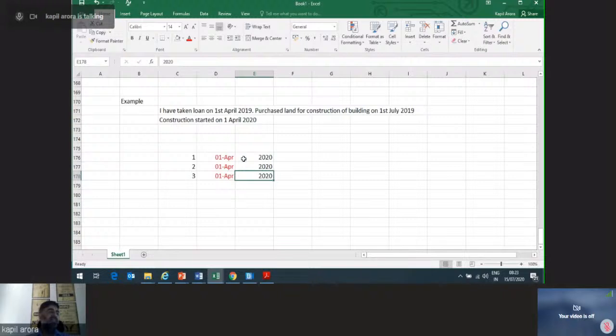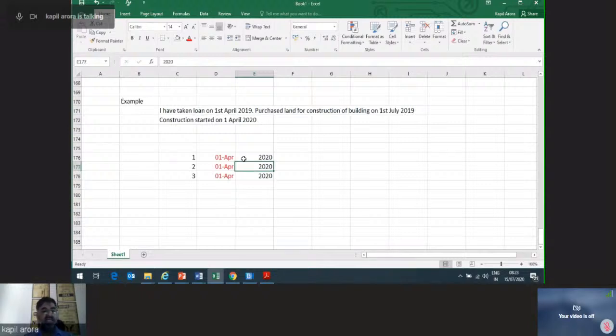I hope everyone is clear with this concept, because this is a very important concept. If you don't know which date you should choose, then you will end up charging the wrong borrowing cost in the asset value. So this is very, very important, right? When the construction started, when the borrowing cost has been incurred, and when the first expense has been incurred. Hope this is fine with everybody.